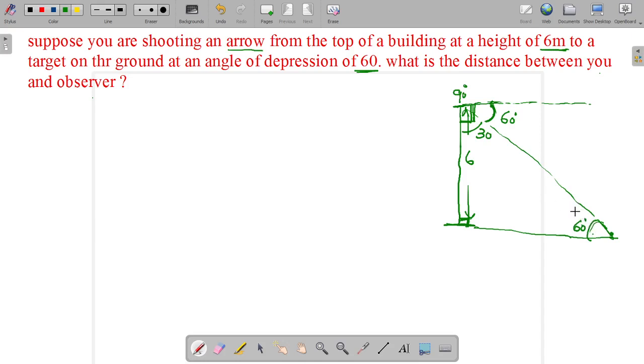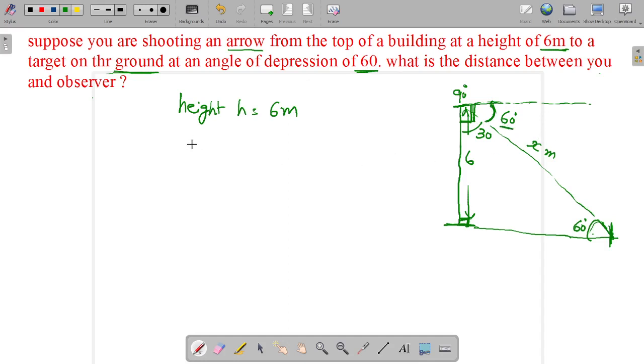This is an application of sin theta, and it can also be done with cos theta. Okay, first see sin theta. Let the building height h be 6 meters. So, from the top of a building at a height of 6 meters to a target on the ground, at an angle of depression of 60 degrees.